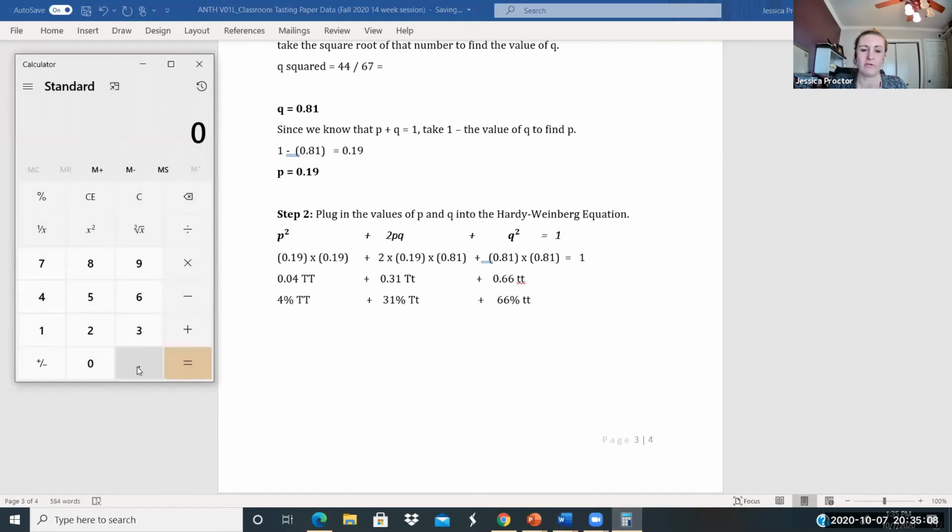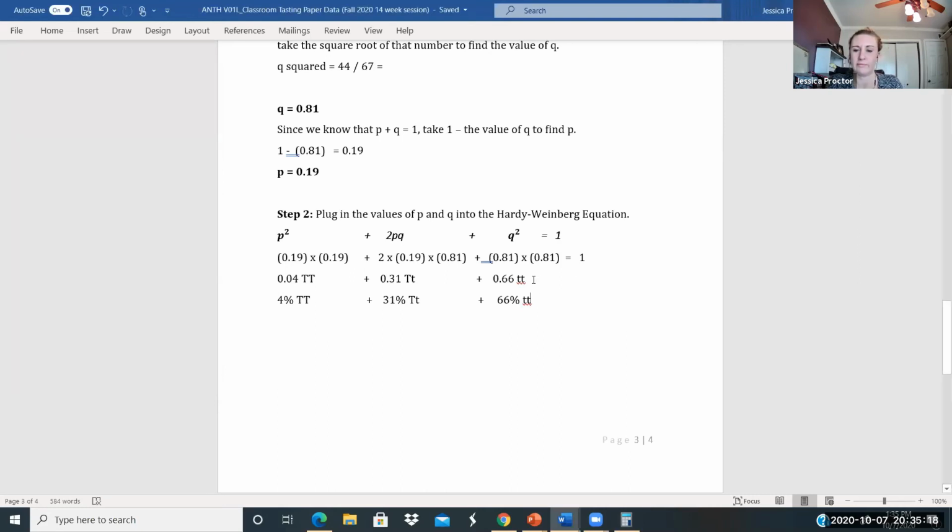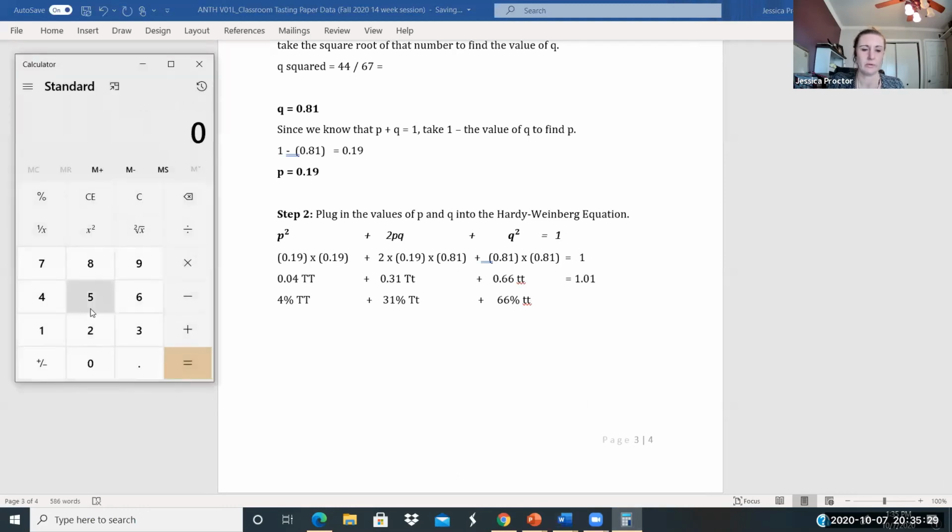So let's do our frequencies first. 0.04 plus 0.31 plus 0.66. So we got 1.01 again. Let's check our percentages. 4% plus 31% plus 66% is 101%.